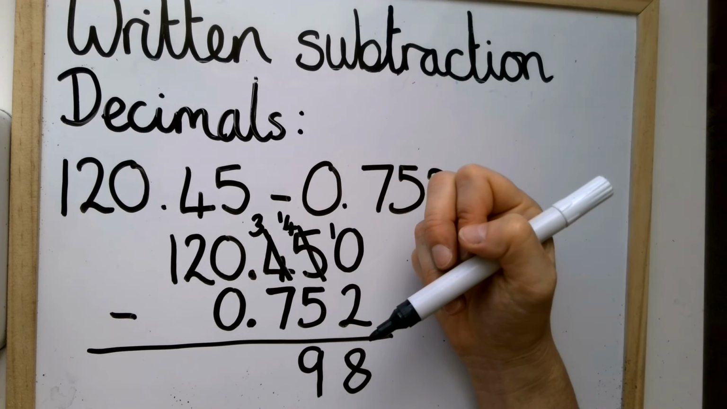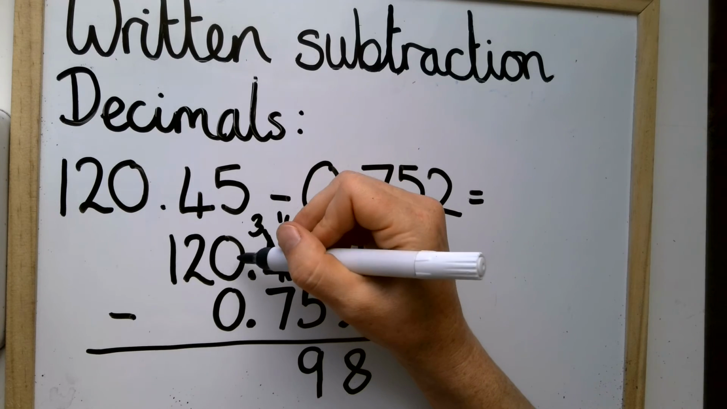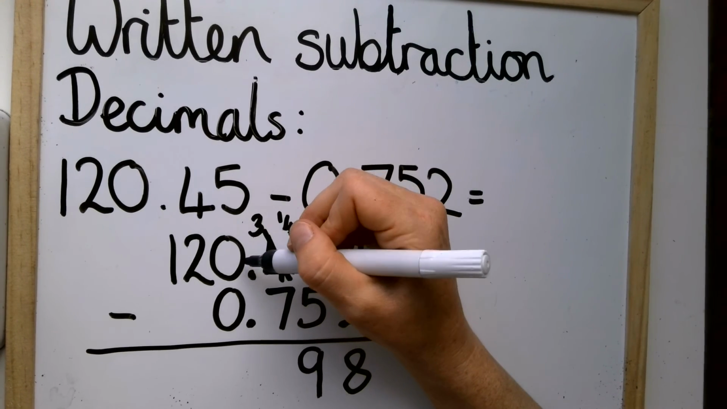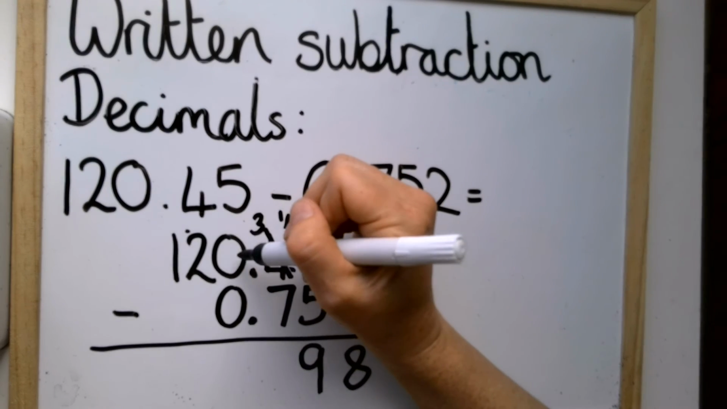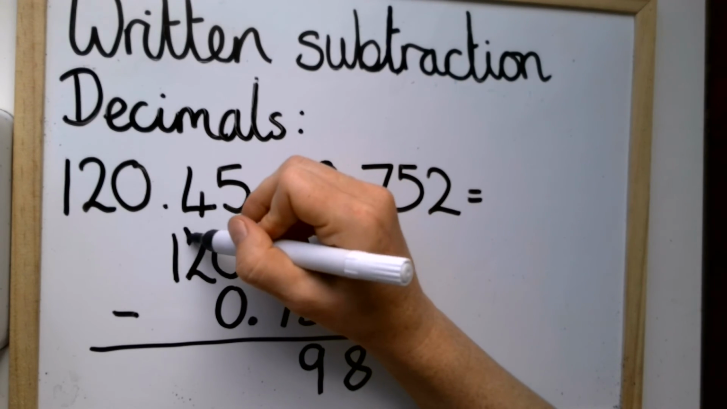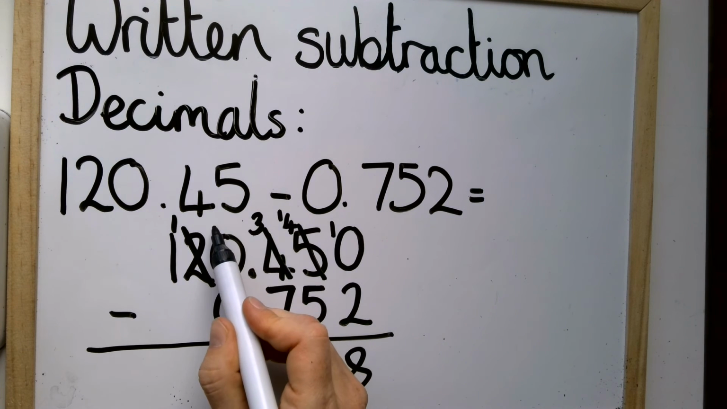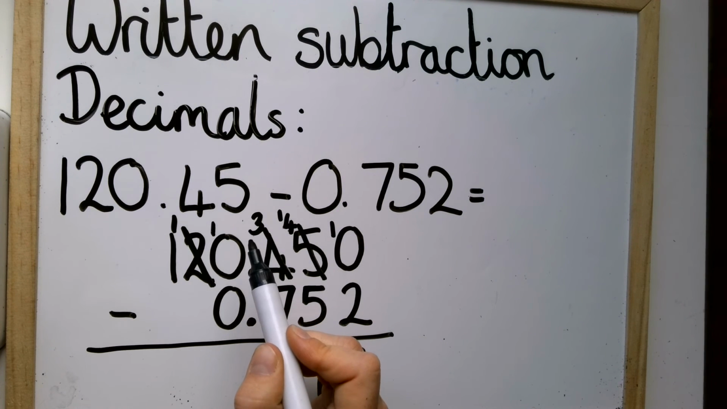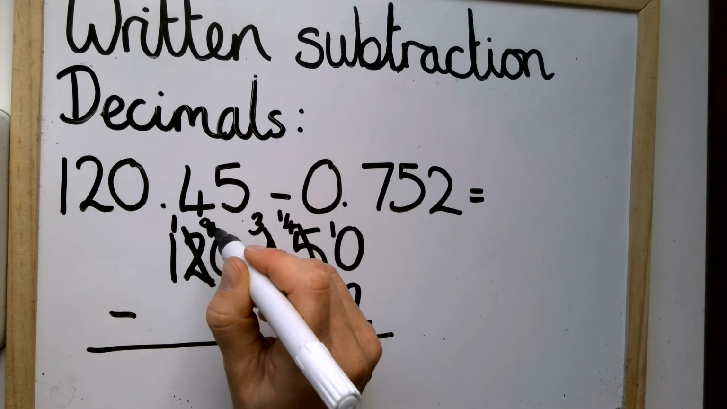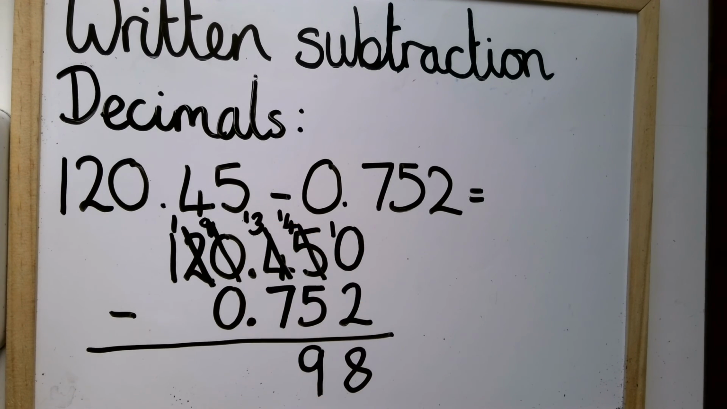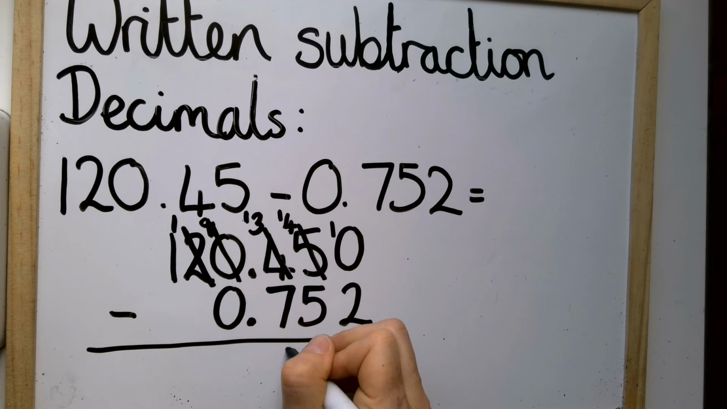3 take away 7 I can't do because 3 is smaller than 7. So I need to exchange from the next available digit. There's nothing in the ones, so I need to exchange from the tens. I'm going to carry the 1 over to here and replace it with a 9 and carry the 1 onto this column. 13 take away 7 is 6.